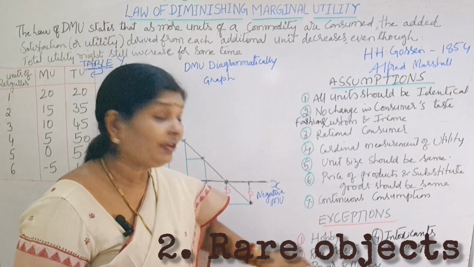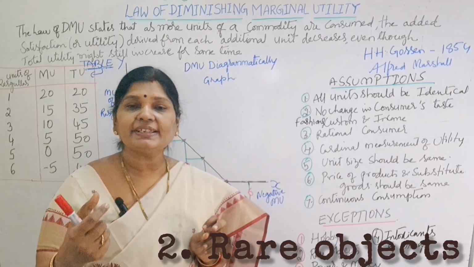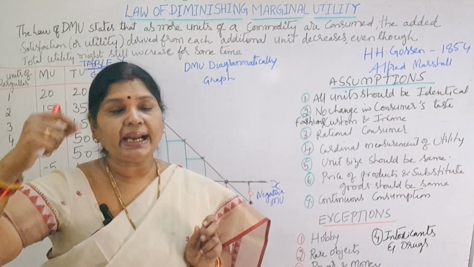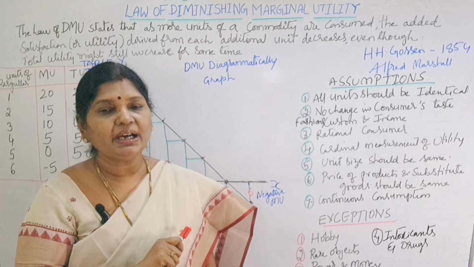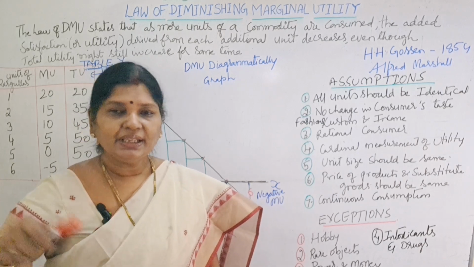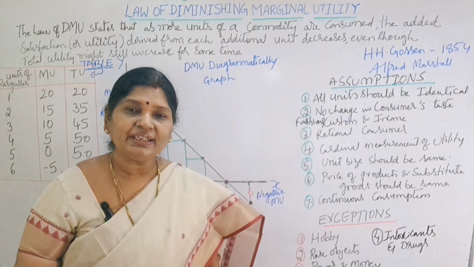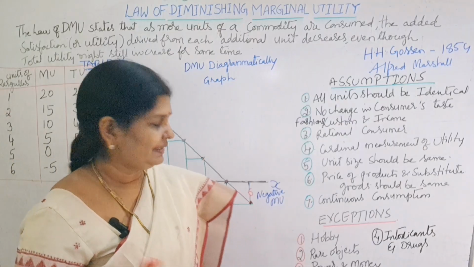Next, the second one, rare objects. Suppose you are collecting some rare objects, say rare coins or antique pieces, then also the law of diminishing marginality will not apply, because the more and more rare objects you collect, the more will be the satisfaction.